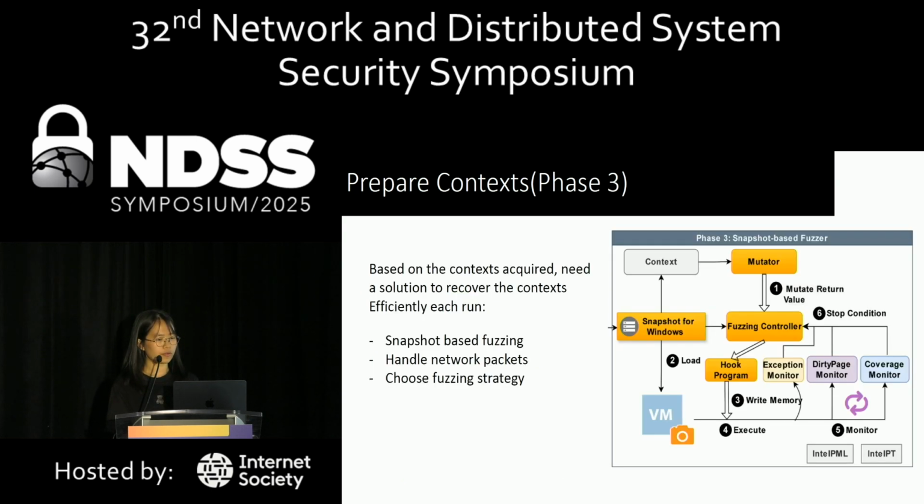And in phase 3, based on the context we already have, we need to resume the context for each run. As this process is resource intensive, we adopt our memory snapshot-based fuzzing technique. We improve the fuzzer to handle network packets to minimize speed loss. We also develop a custom fuzzing strategy for seed scheduling and to determine when to start or stop the fuzzing.